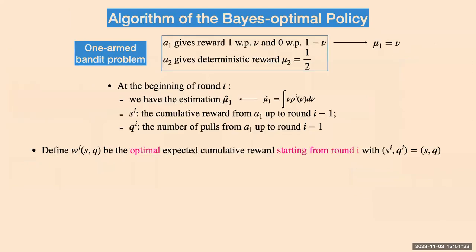Okay, so how does that relate to the Hamilton-Jacobi-Bellman equation? I want to explain it with a simpler example. This example is a one-armed bandit problem. The setting is the following. We have only one unknown arm, A1, which follows the Bernoulli distribution, giving reward 1 with an unknown probability nu, and reward 0 with probability 1 minus nu. And you can see the expectation of this arm is nu, okay? And the other arm is a deterministic arm, 1/2, okay?